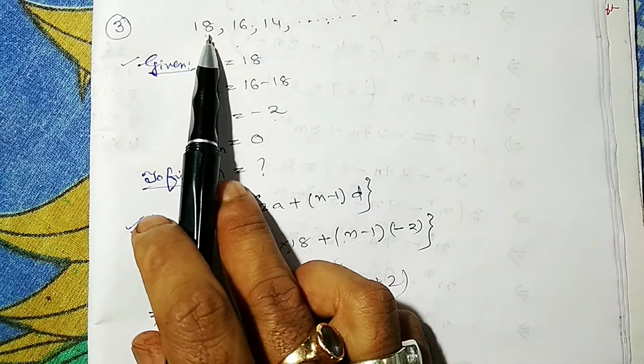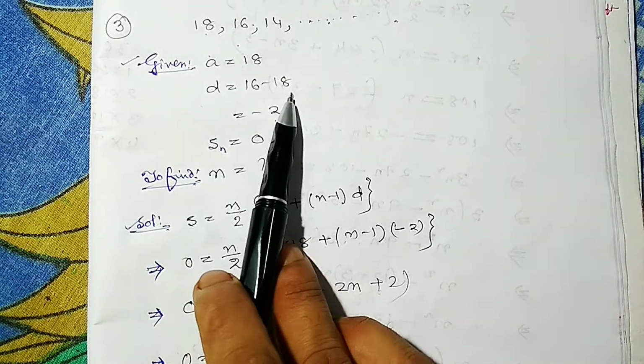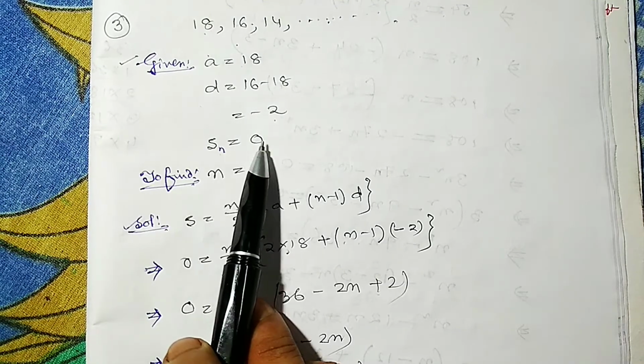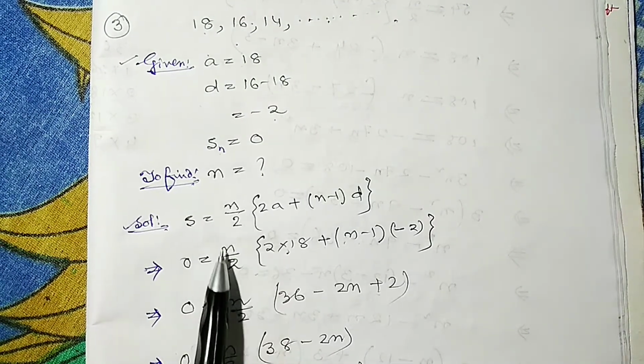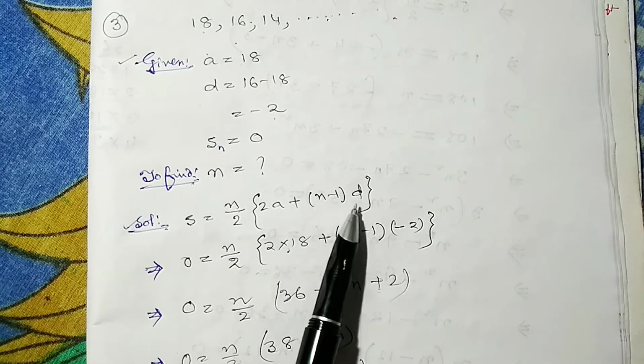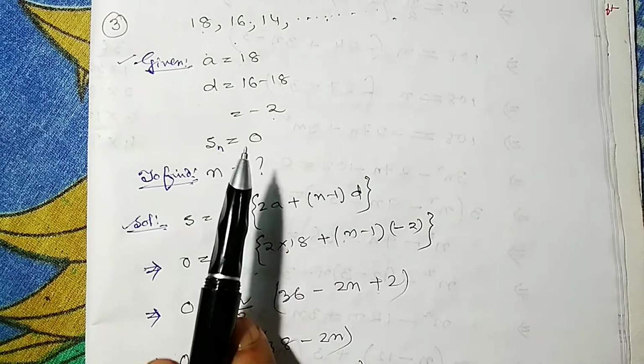Here first term is given as 18. Common difference is second term minus first term, 16 minus 18, minus 2. And sum of n terms is 0. We have to find the number of terms. Now we know the sum formula, n by 2 into twice A plus n minus 1 into D. Here we cannot use the other formula because last term is not known.